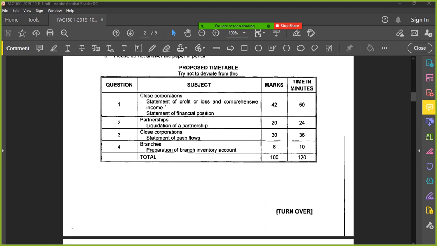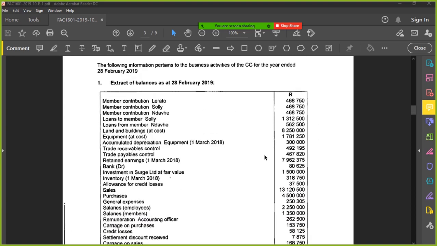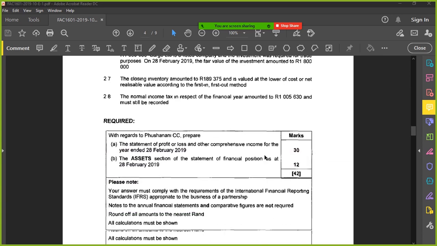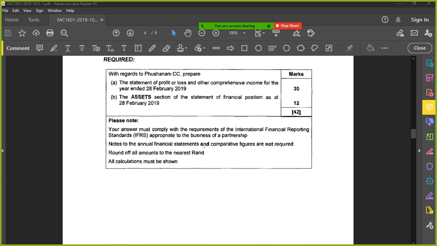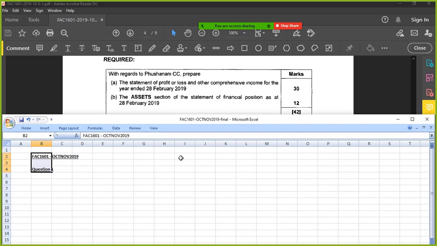First question is disclosure. CC, statement of profit and loss, and a statement of financial position. Okay, let's have a look at it. Okay, you've got an extract, you've got adjustments. The required is important because you have to draw up the requirements.